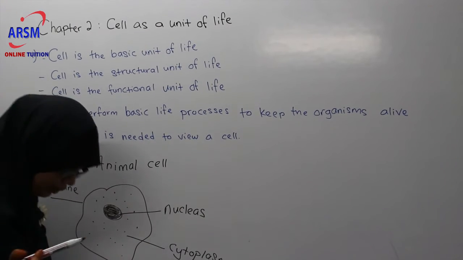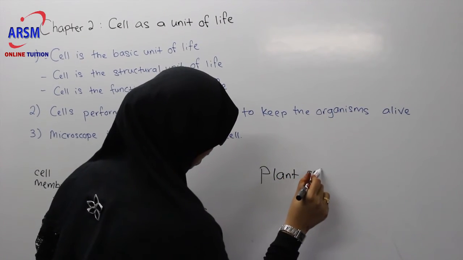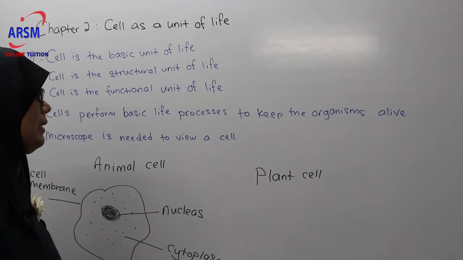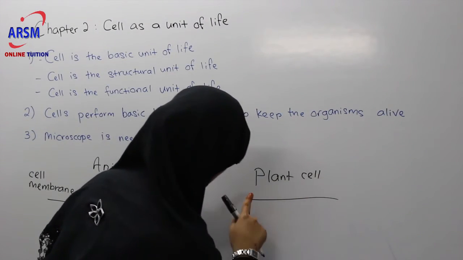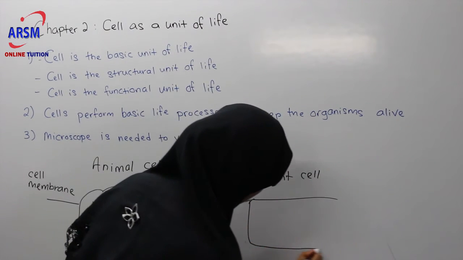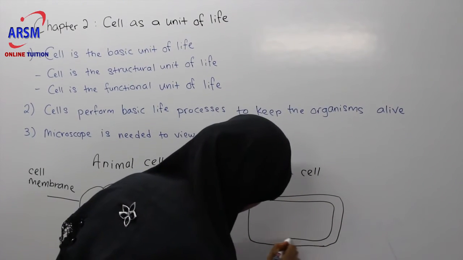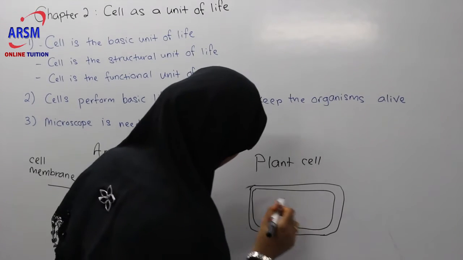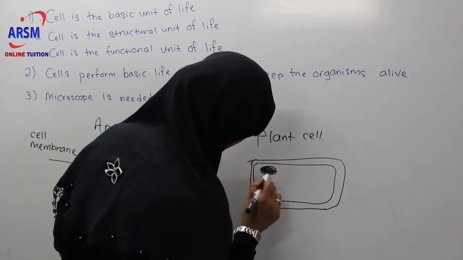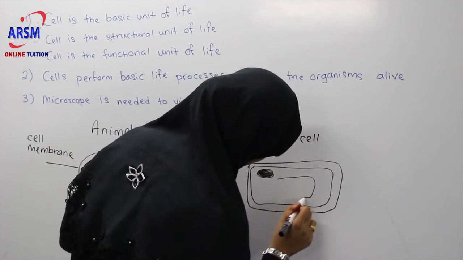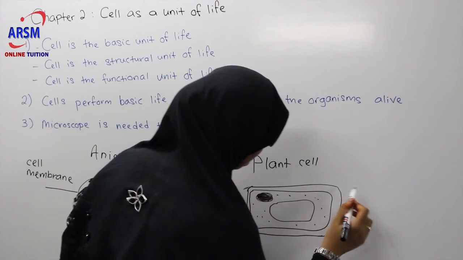Then we go to the plant cell. Compared to the animal cell, the plant cell has a more different structure, and it has a very fixed shape. They have the nucleus, same as the animal cell. This is a vacuole, and the other is the cytoplasm.